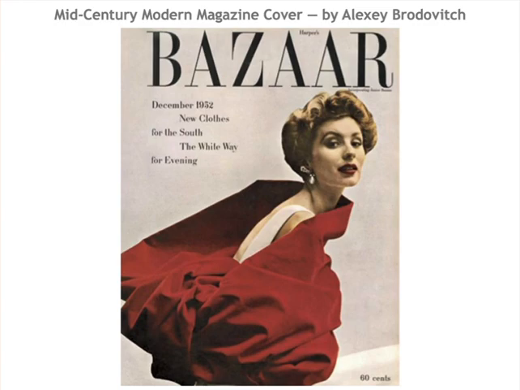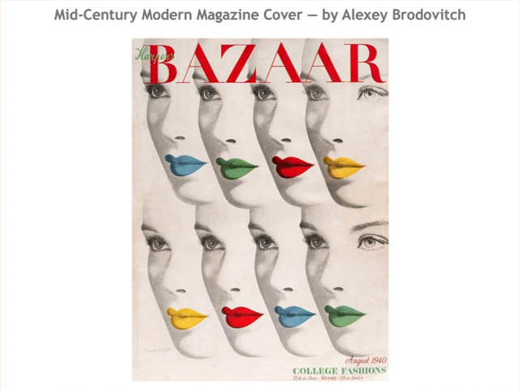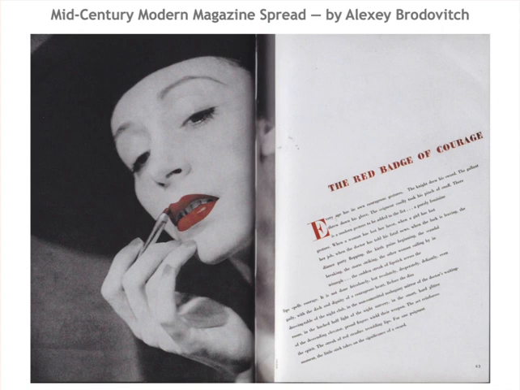First, we'll look at Alexy Brodovitch's work. Alexy Brodovitch was one of the most talented designers and photographers of the time and was the art director for Harper's Bazaar magazine from 1932 to 1958. Here's another cover by Alexy. He pioneered a new approach to magazine design through his clear, open designs, love of white space, and sharp type.